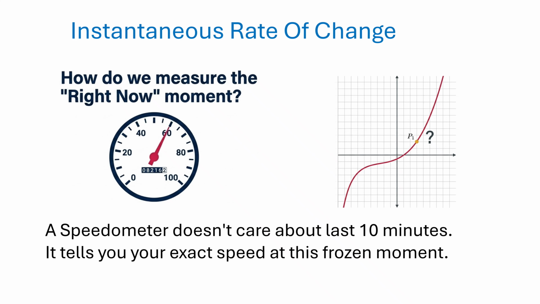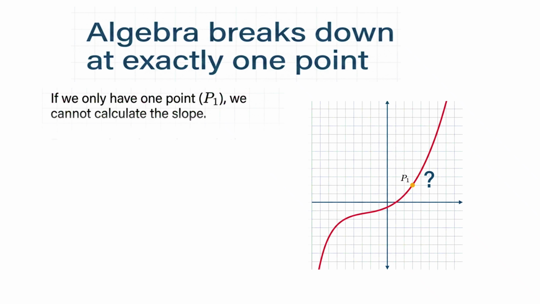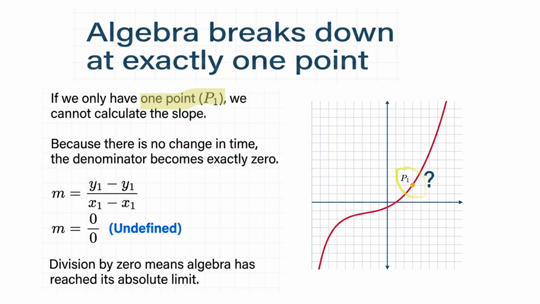But how can mathematics measure something happening at a single instant? Let's try using the slope formula at just 1 point. There's an immediate problem. There isn't a second point, the change in time becomes 0, and dividing by 0 is impossible. Algebra has reached its limit.